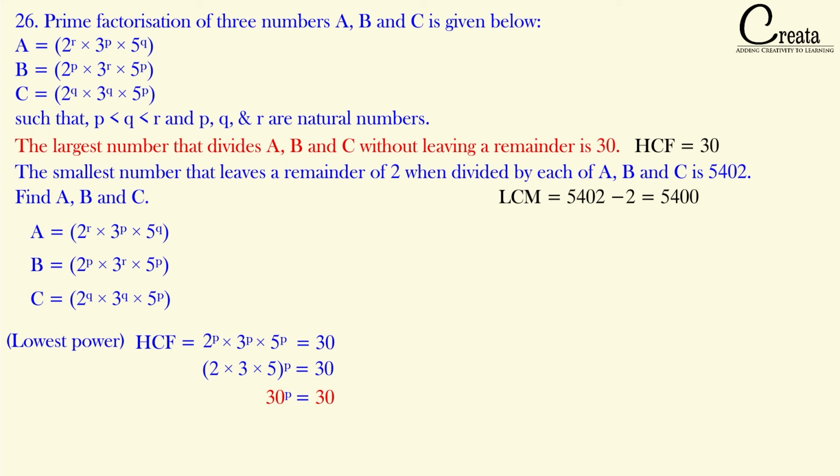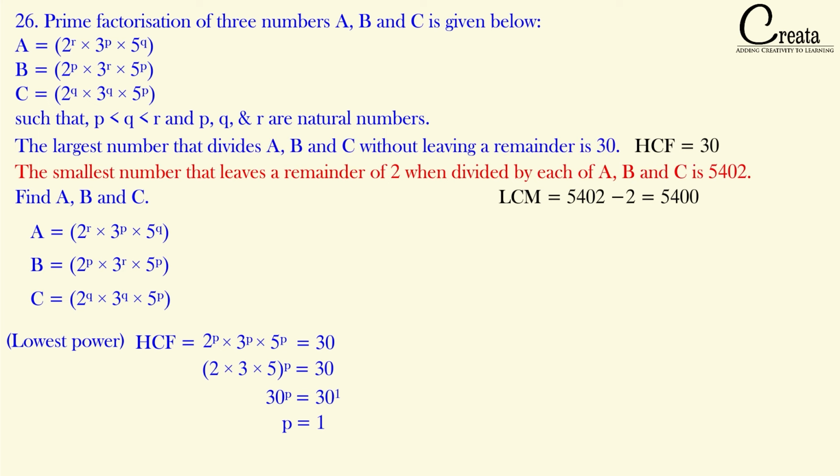So we can equate the power of left hand side and right hand side. Power on right hand side, it is 1. 30 power 1, it is 30. So on comparing, we got P is equal to 1. That is one component. So we got P is equal to 1 from the HCF as 30.